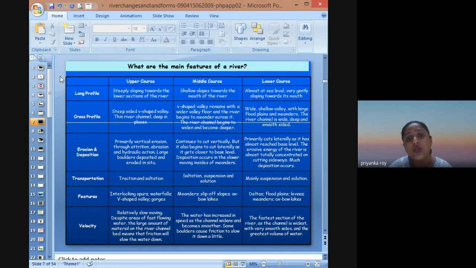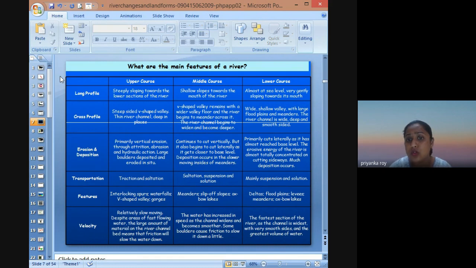Then in the middle course, you have meandering of the rivers. When a river meanders, it winds like this, and on the winding portion, the inner bend will have more depositional features. Okay, so slip-off slopes or oxbow lakes happen in these areas. Then in the middle course you also have levee formation and oxbow lake formation in these areas.